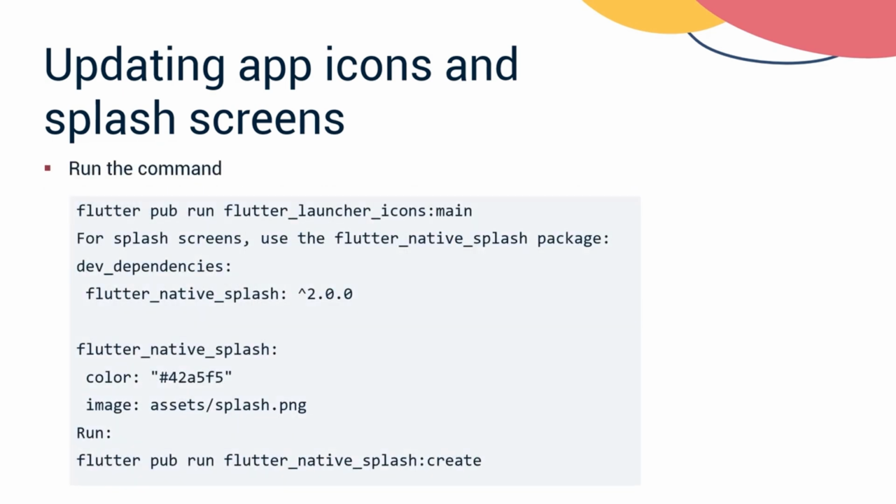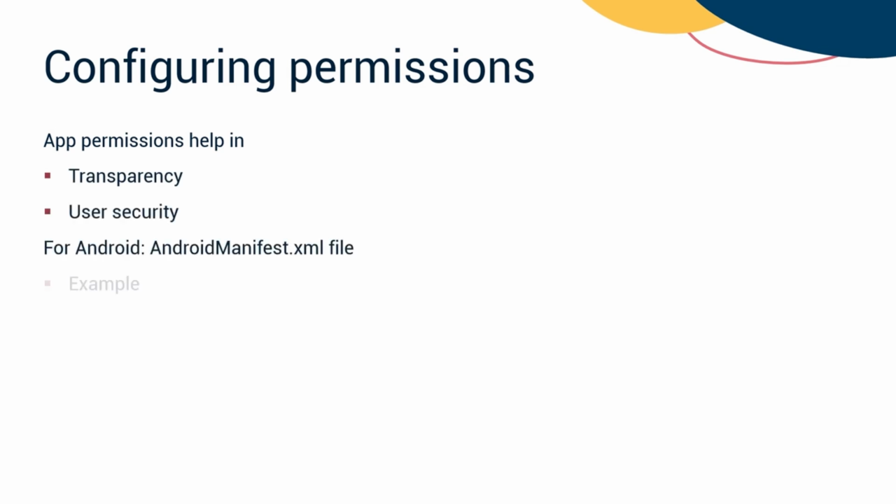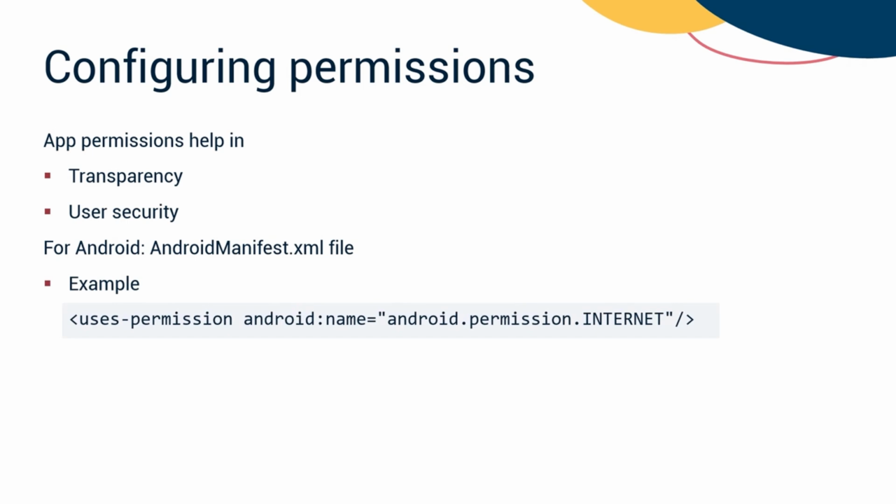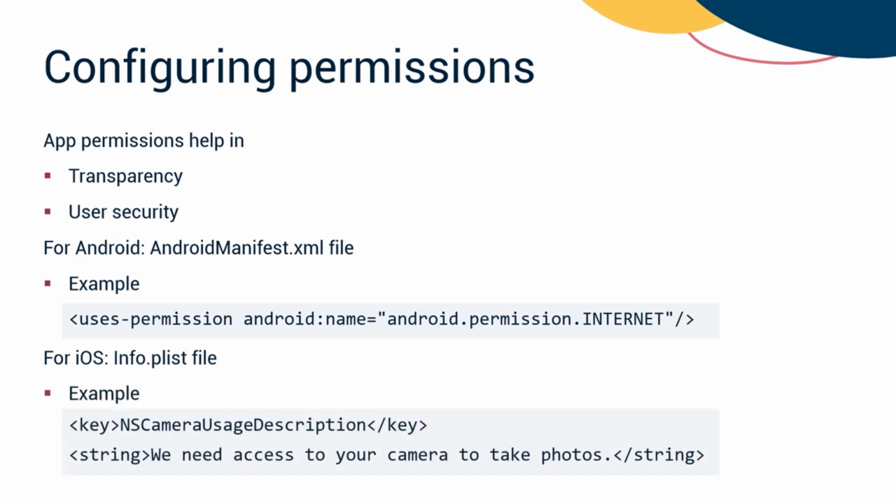Once the users interact with the app features, permissions become mandatory. Let's explore how to configure them. Different platforms require specifying app permissions to ensure transparency and user security. For Android, you can declare permissions in the .xml file, and for iOS, they are stated in the info.plist file. It's recommended to request only essential permissions to avoid user distrust and potential app rejection.